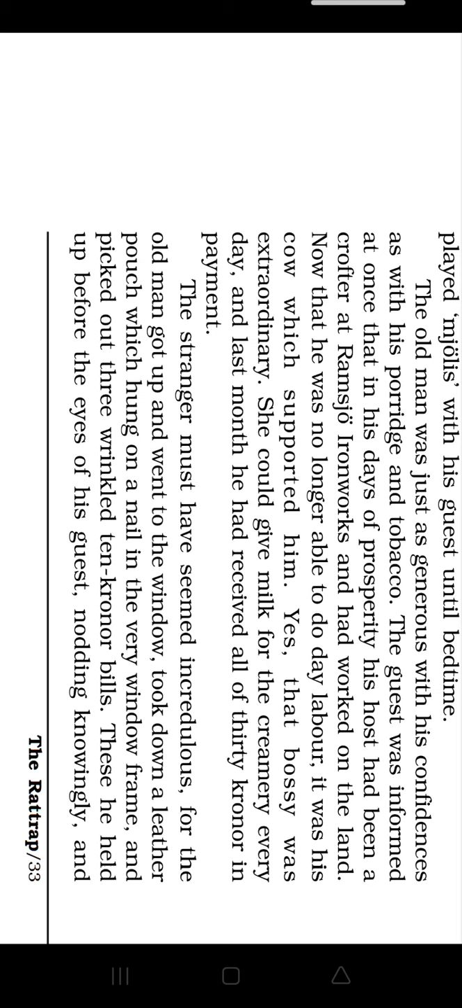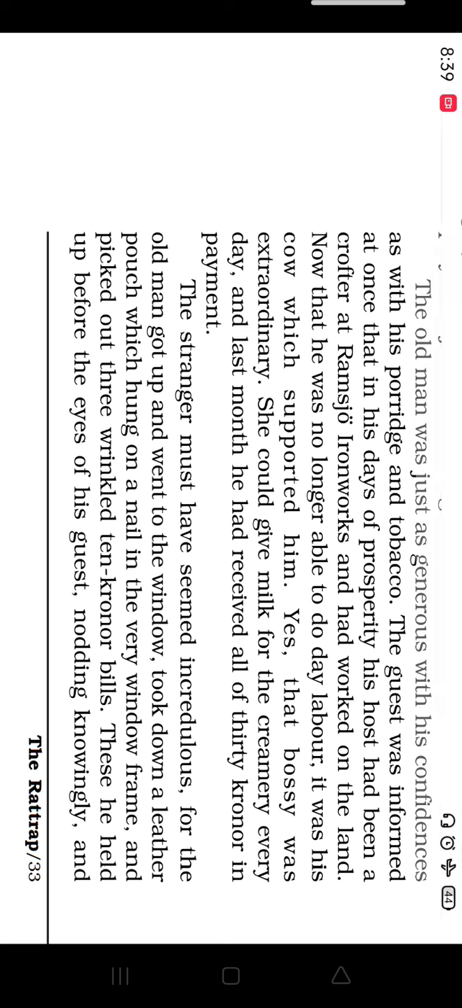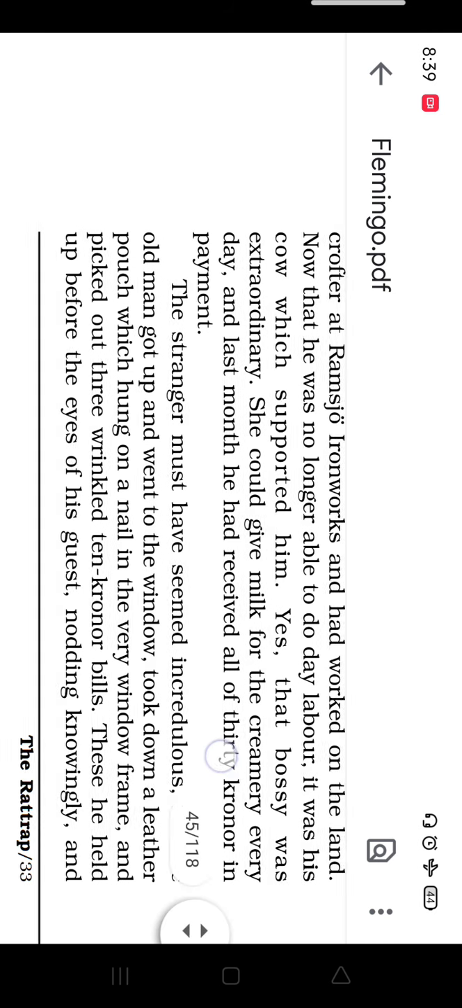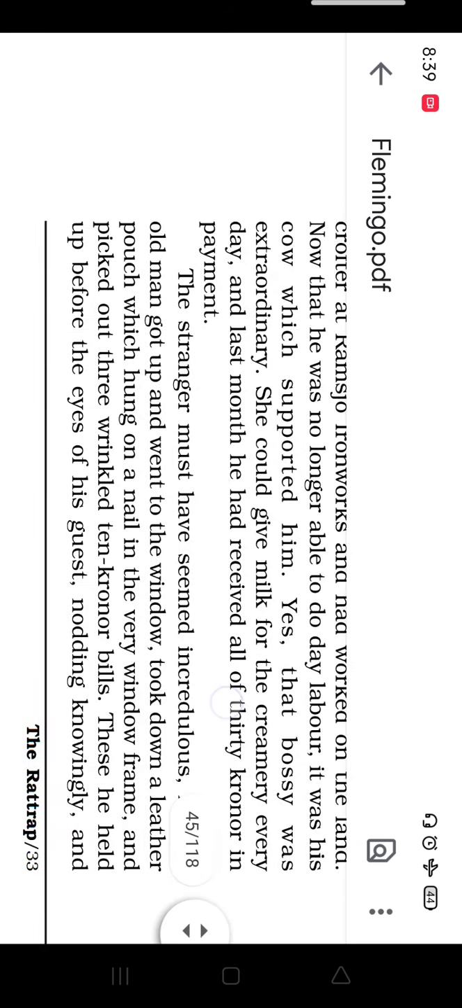The guest was informed at once that in his days of prosperity his host had been a crofter at Ramsjö Iron Works and had worked on the land. Now that he was no longer able to do any labor, it was his cow which supported him. Yes, that Bossy was extraordinary. She could give milk for the creamery every day, and last month he had received all of 30 kronor in payment. Now this word Bossy is for the cow. It is a noun, cow.